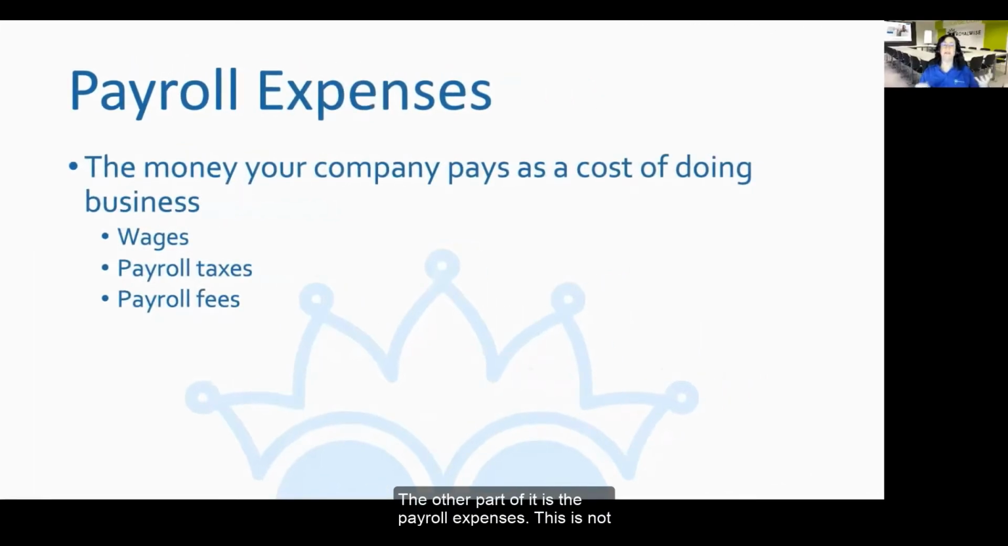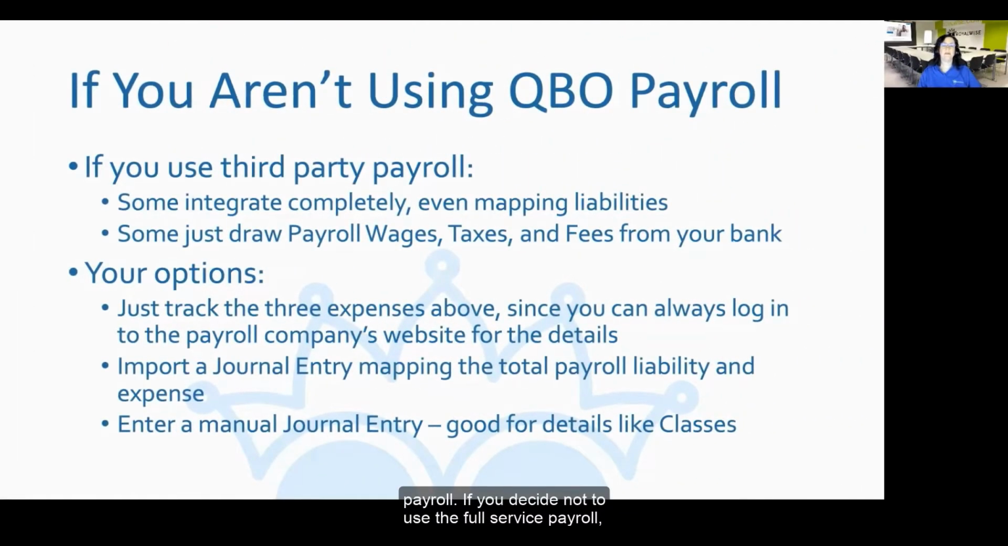The other part of it is the payroll expenses. This is not the money that you've collected from the employees to remit, this is the actual cost of payroll to your company. So it's the wages, it's the net pay, it's payroll taxes. Like I said, there's a lot of them where you pay part and the employee pays part. So this is tracking your part of it. And then payroll fees, the fees to the processor, whether it's the $45 for core or the money that you're paying out to another agency. So those are the three basic expenses that you'll incur every single month and every single quarter as you run your payroll. If you decide not to use the full service payroll inside QuickBooks, these are some of the considerations.